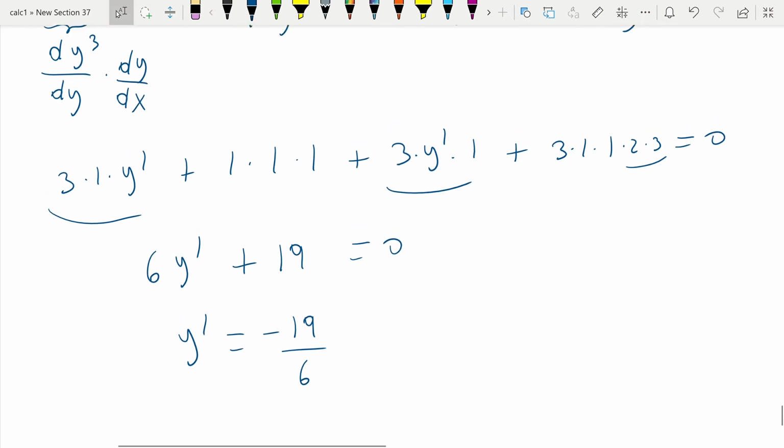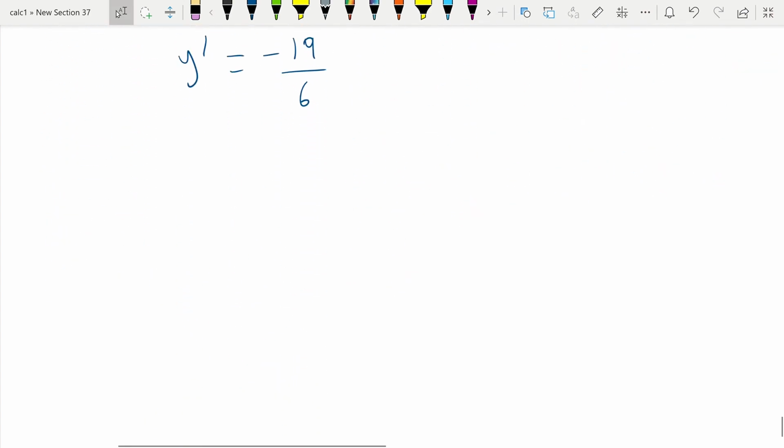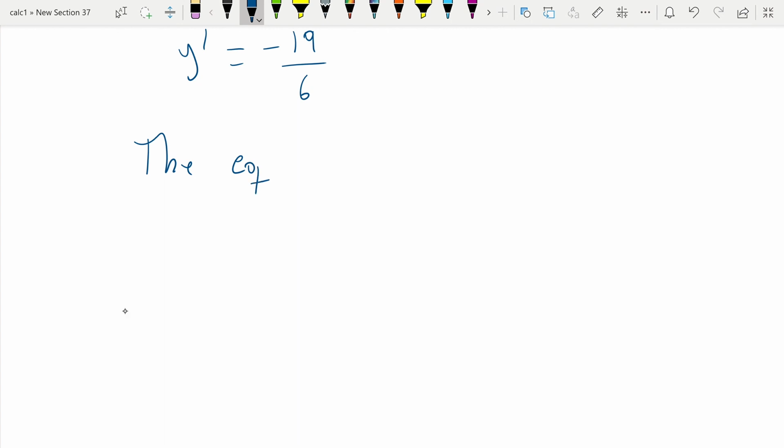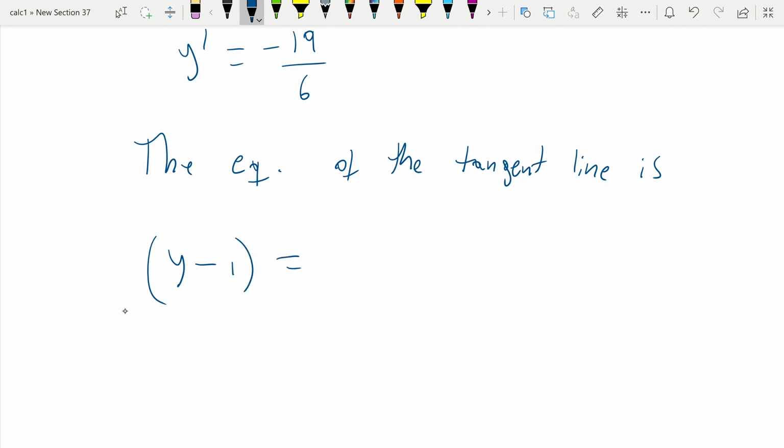So when we know this, the equation of the tangent line is y minus f of a, which we know is 1, is equal to f prime, which we just computed, minus 19 over 6, times x minus 3, which is the value of the point that we used. And, well, that's it.